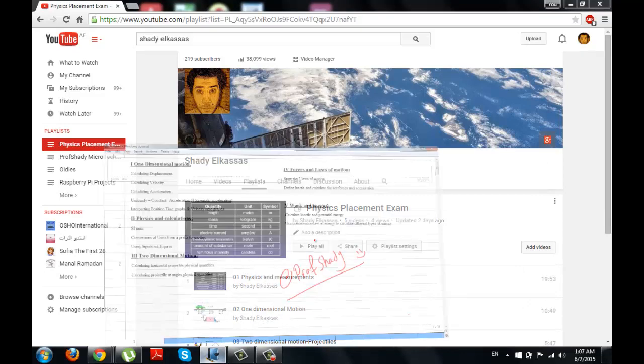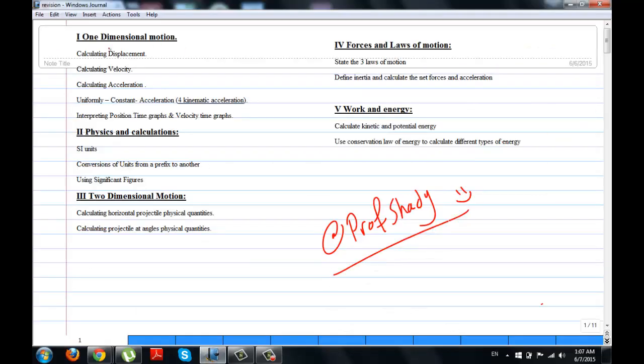So the basic concepts of any placement exam are 5 basic topics, and they are first of all the one-dimensional motion, then physics and calculations, two-dimensional motion, which are the projectile motion here, and forces and laws of motion, work and energy.